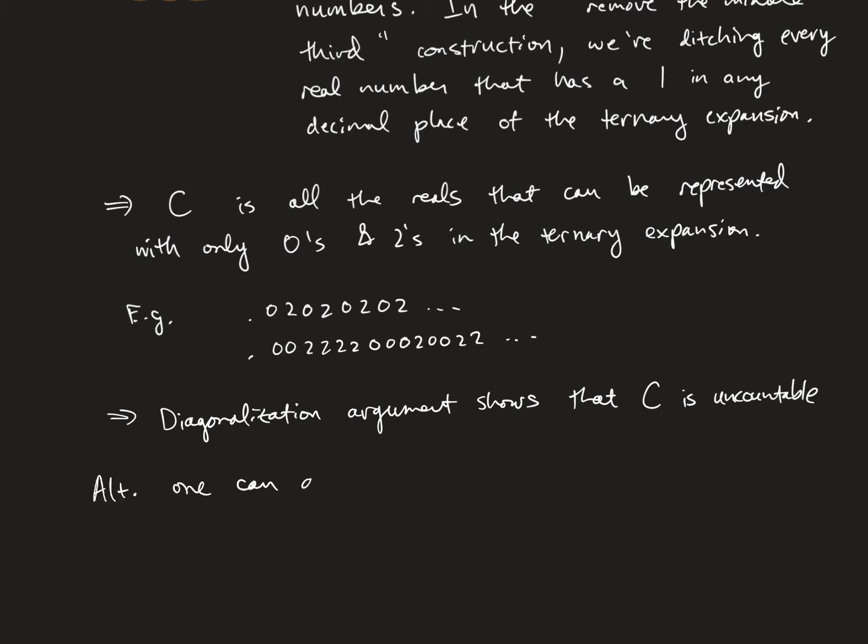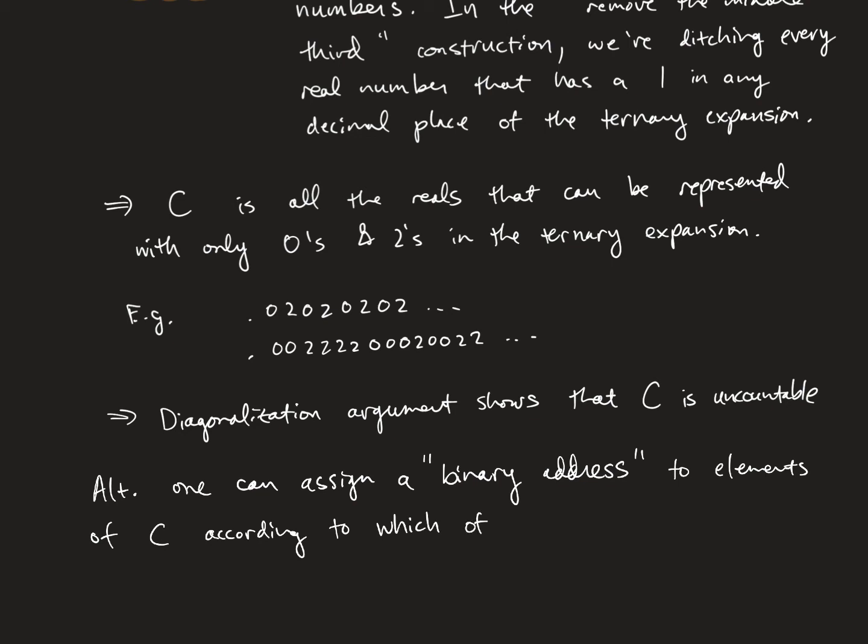So alternatively, one can assign a binary address to elements of C according to which of the two closed subintervals it is in at sequential stages of the construction.